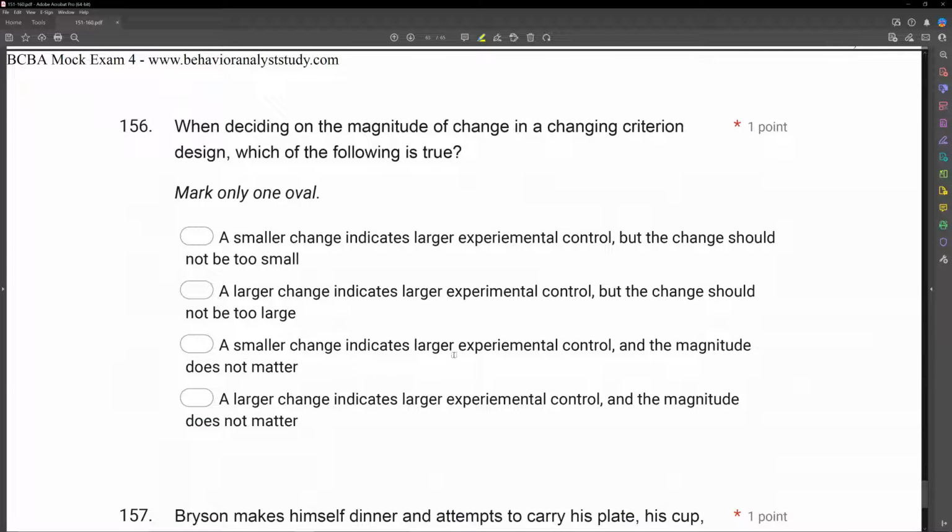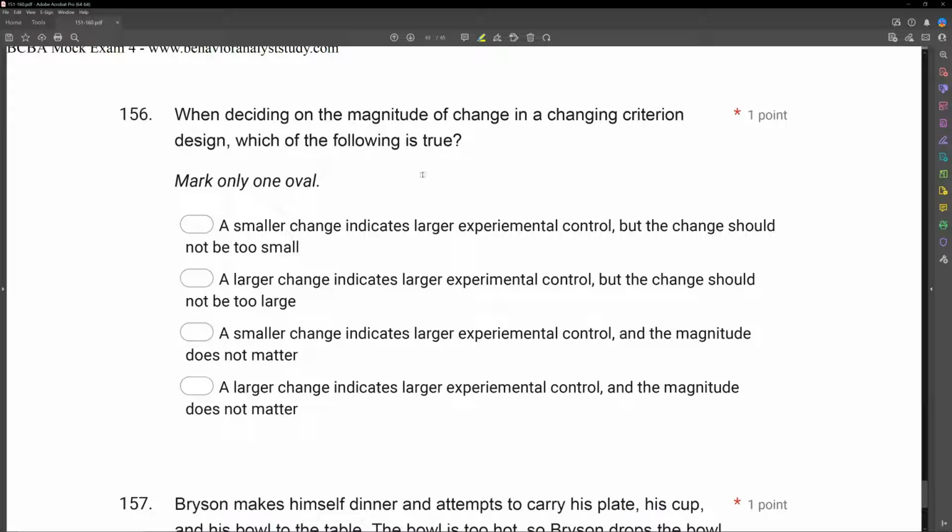156, when deciding on the magnitude of change in a changing criterion design, which of the following is true? Now, we've asked similar questions about changing criterion designs because in experimental control, you need to know the benefits of using each experimental design, I should say, the benefits of using each design, how we can find or establish functional control with designs. You have to know the intricacies of the designs. That's what they're looking for, okay? Not just surface level. In this case, the magnitude of change in a changing criterion design. What do they mean by the magnitude of change?